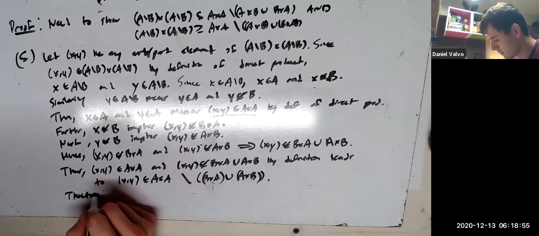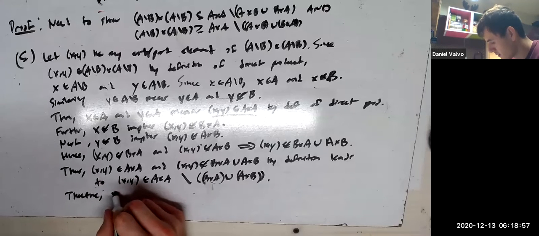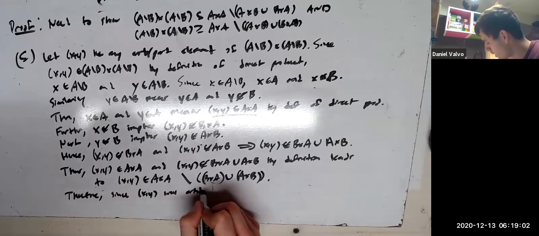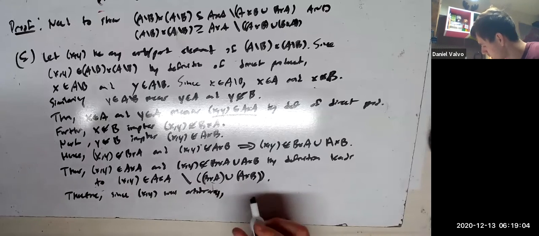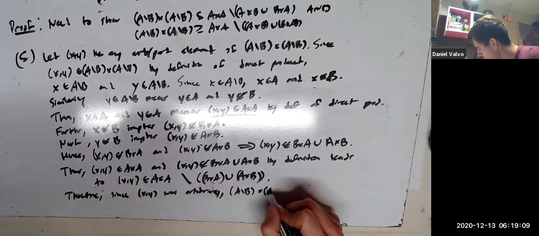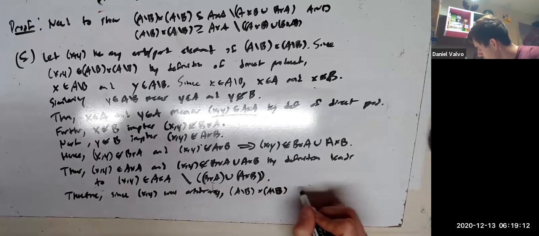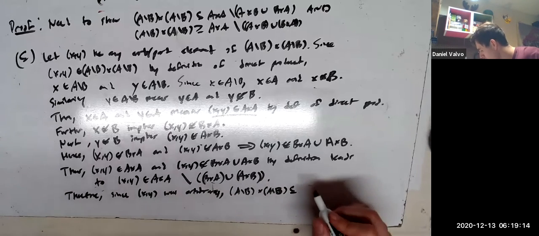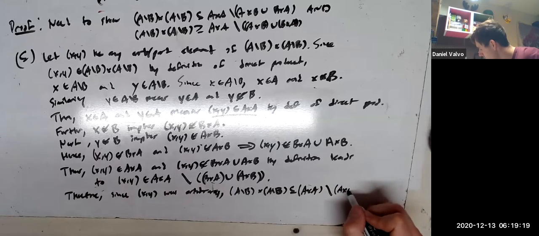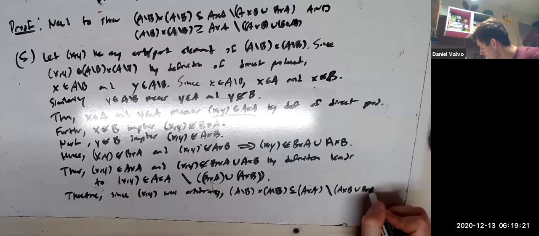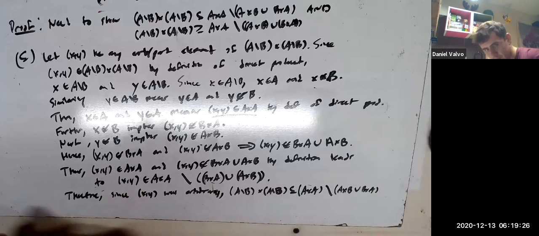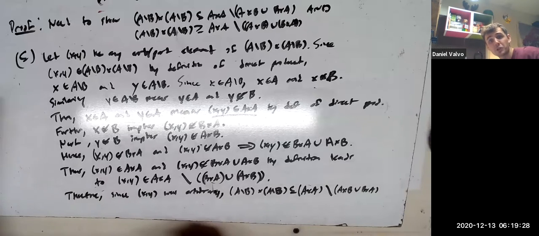Therefore, since (x, y) was arbitrary, we have that A minus B cross A minus B is a subset of A cross A minus A cross B union B cross A. That's it. That's the first direction.